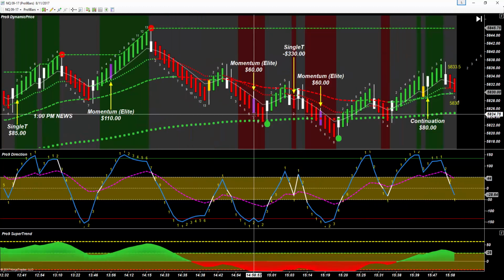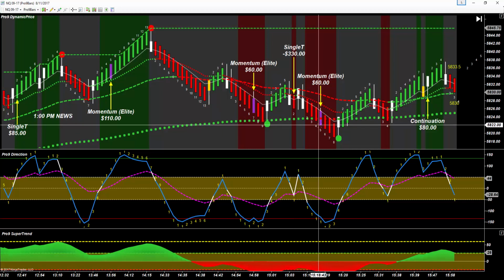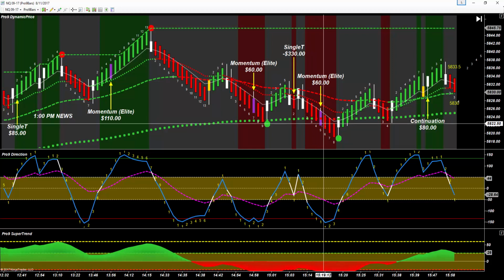Then we have a momentum short. We do have about 8 ticks of space before we run into the 200, just enough space to hit our profit target, which this one does, with the runner getting stopped out at break even. Then we have a single T short. This one does go against us for a full stop, followed by another momentum at 1518, quite a ways past the 200. This one just hits profit target with the runner getting stopped out at break even.